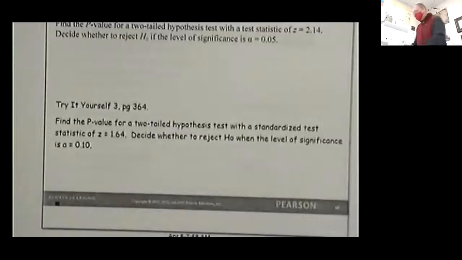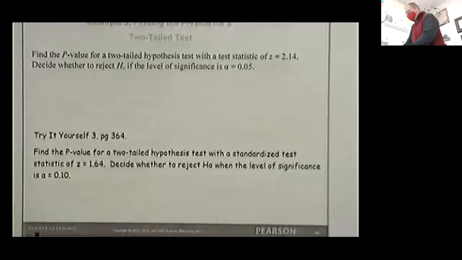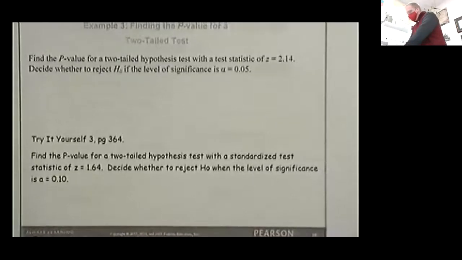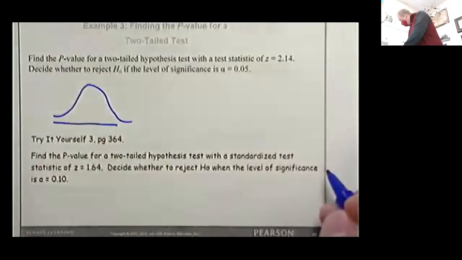What about a two-tailed test? Find the p-value for a two-tailed hypothesis test with a test statistic of z equals 2.14. Decide whether to reject the null. The level of significance is alpha of 0.05. So now we have a two-tailed test.